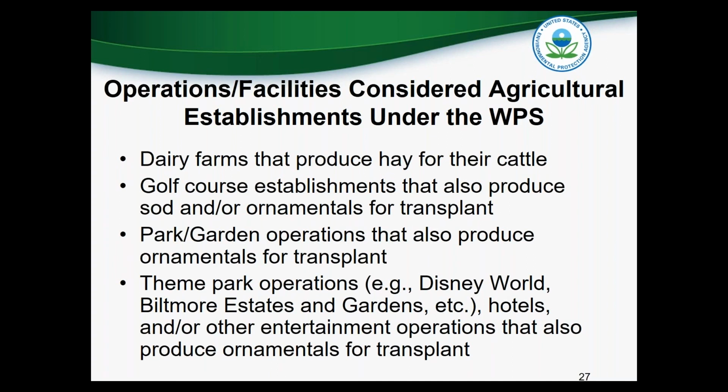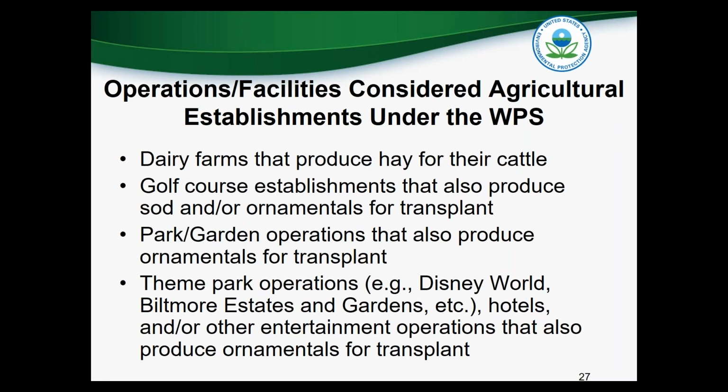Golf course establishments that also produce sod or ornamentals for transplant. Again, the golf course itself isn't covered if all they do is make applications to the golf course area or the ornamentals surrounding the golf course. Those aren't covered. But if that golf course decides that it wants to produce, in a greenhouse or somewhere else on the establishment, nursery plants or sod solely for use for transplanting into the golf course part of the establishment, then they basically created a nursery on that golf course establishment. And again, they're running two types of establishments there, a nursery and sod farm that's covered by the WPS, and the golf course that isn't.